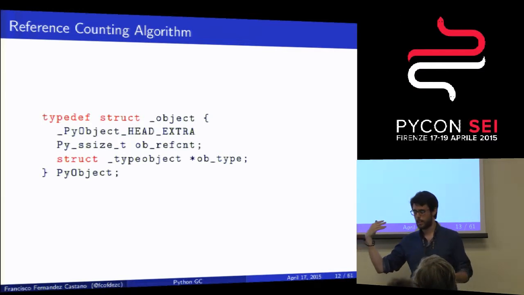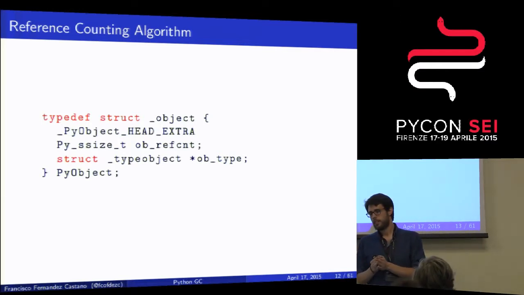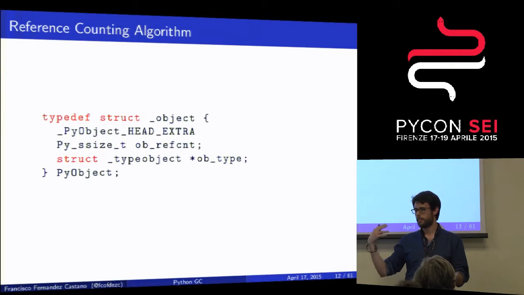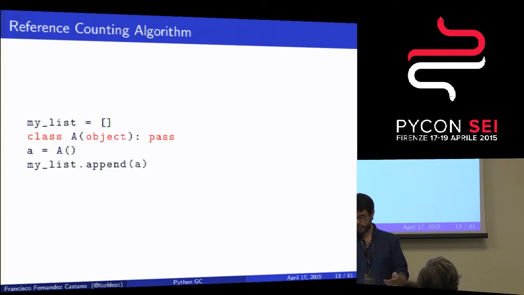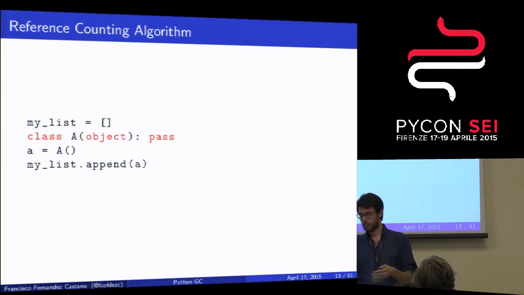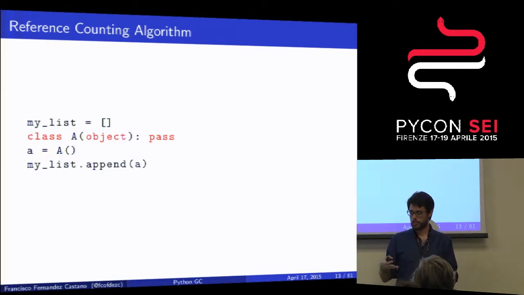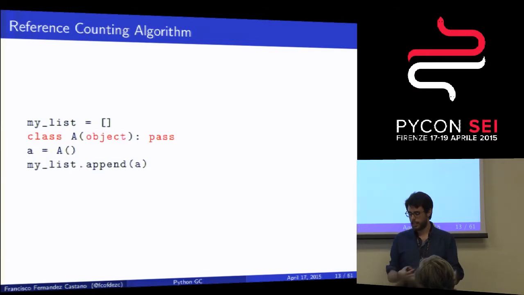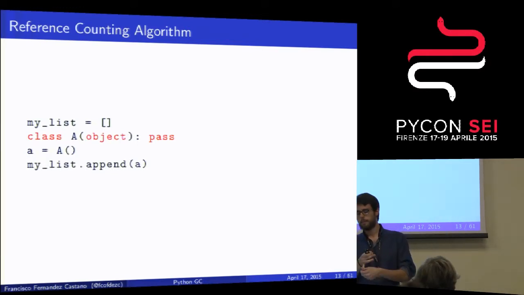We have a list, and each object in CPython has a counter of how many references this object has. For example, here we have a list that is referenced by the interpreter. So at least this counter will be 1. Now we declare a class, capital A. As far as you know, a class is also an object. This counter will have a value of 1. Now we instantiate the class. Again, this counter will be 1.